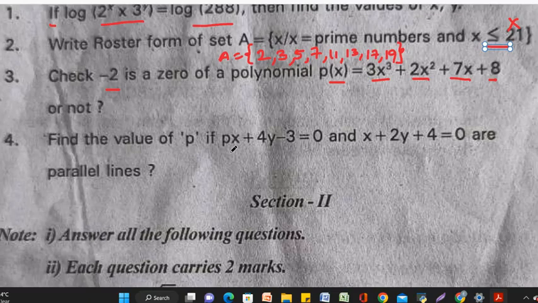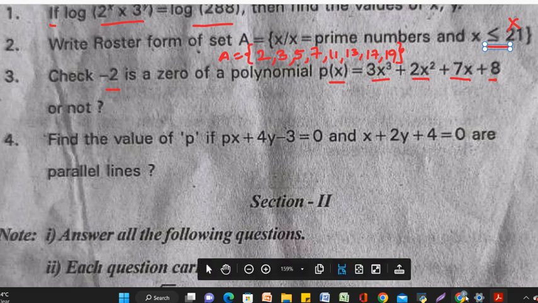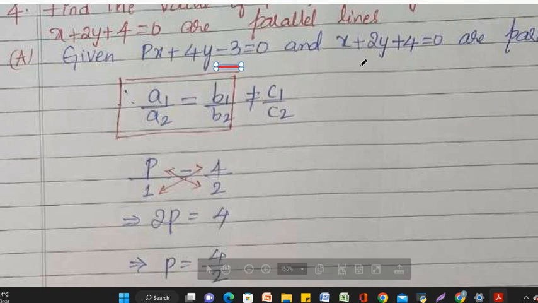Find the value of p if px plus 4y minus 3 is equal to 0 and x plus 2y plus 4 is equal to 0 are parallel lines. Such type of questions are very important, students. You can expect them in the board exam. As these two lines are parallel to each other, we know the parallel line condition a1 by a2 is equal to b1 by b2 is not equal to c1 by c2.